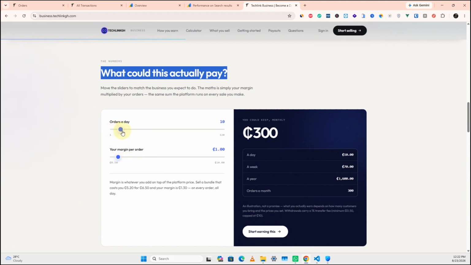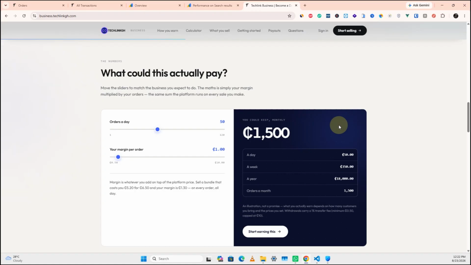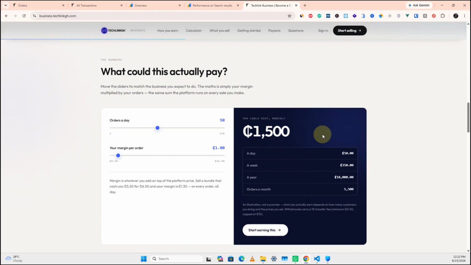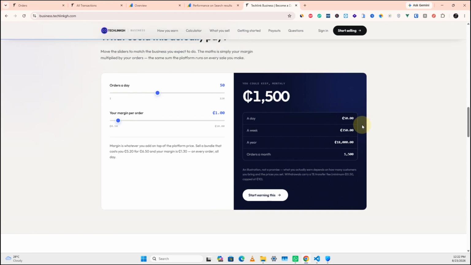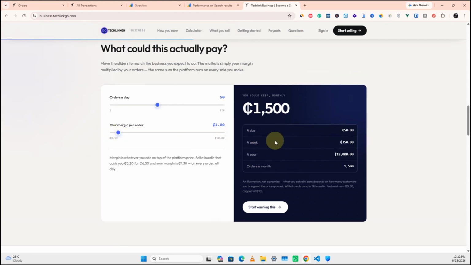So let's say you are getting 50 orders a day, and then your margin for every order is around maybe 1 CD, right? It means that monthly you can get to keep 1,500 CDs. Okay, because if your margin is 1 CD and you're having 50 orders a day, it means that you're making 50 CDs a day. Okay, we are basically creating employment for you for free.